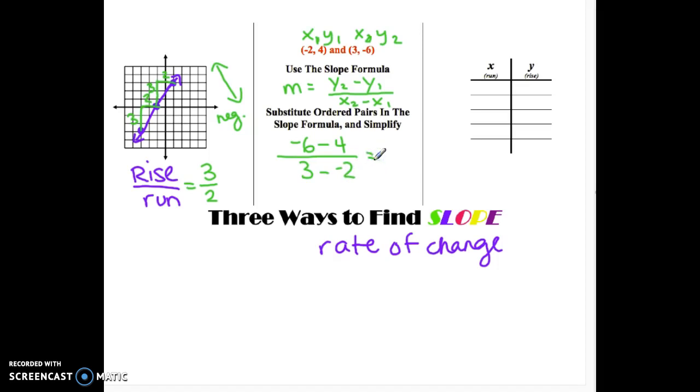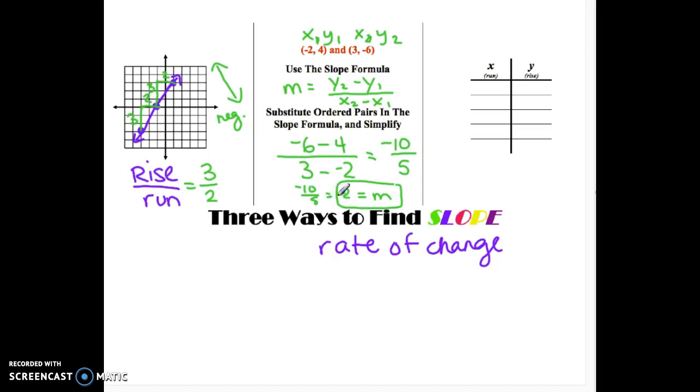So negative 6 minus 4 is negative 10. 3 minus negative 2, that's the same thing as 3 plus 2, that's 5. So my slope is negative 10 over 5. Negative 10 fifths equals negative 2. So it's customary to say our slope equals negative 2.